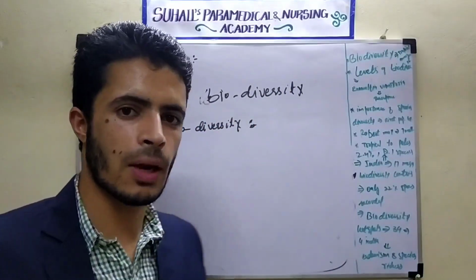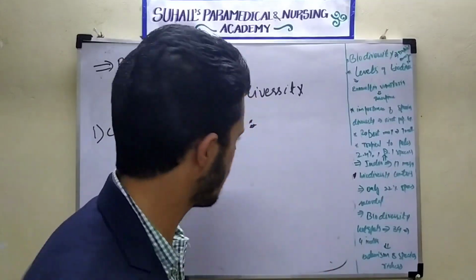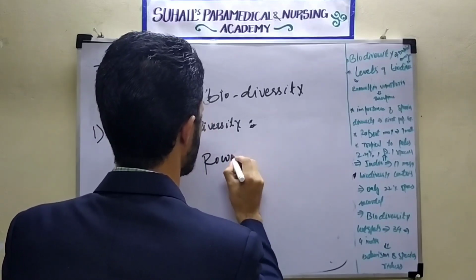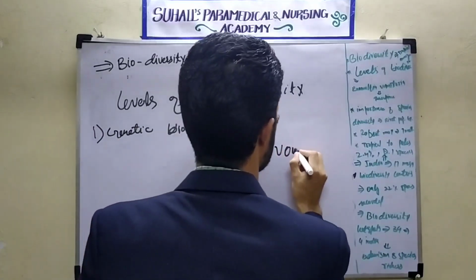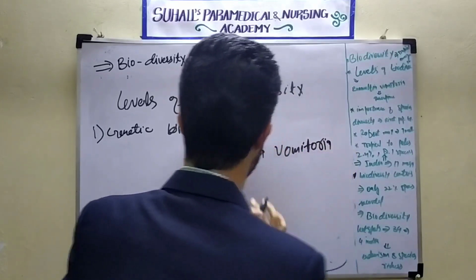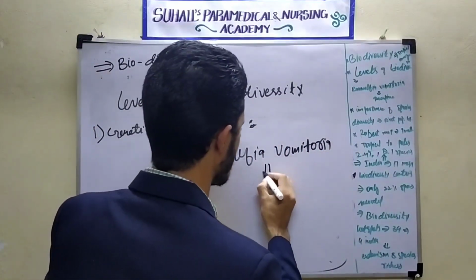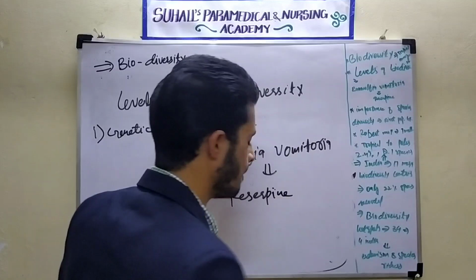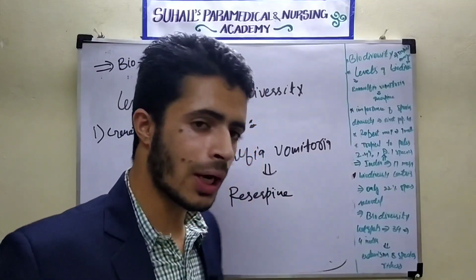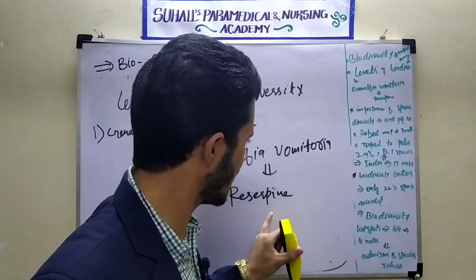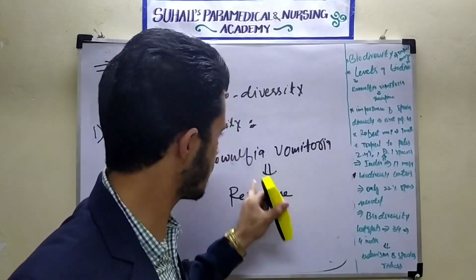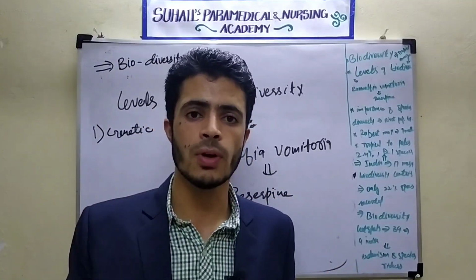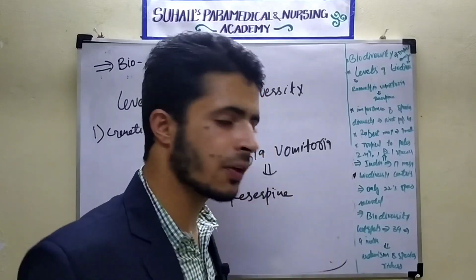See here, this was genetic level biodiversity I told. And there is a plant called Rauwolfia vomitoria. This plant gives one chemical called reserpine. This reserpine has a medical value. From the same species, Rauwolfia vomitoria, we are getting the reserpine chemical. This chemical also shows so much potency, it will treat different types of disease.